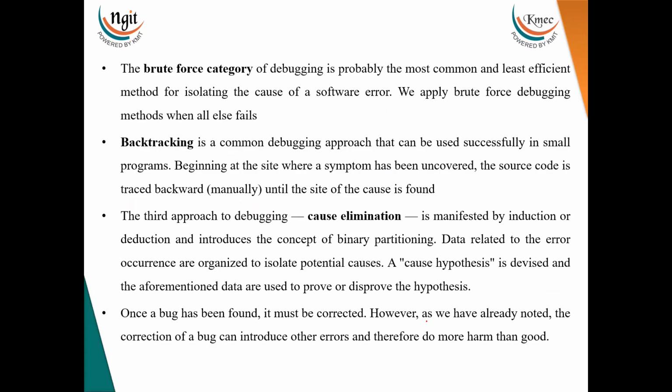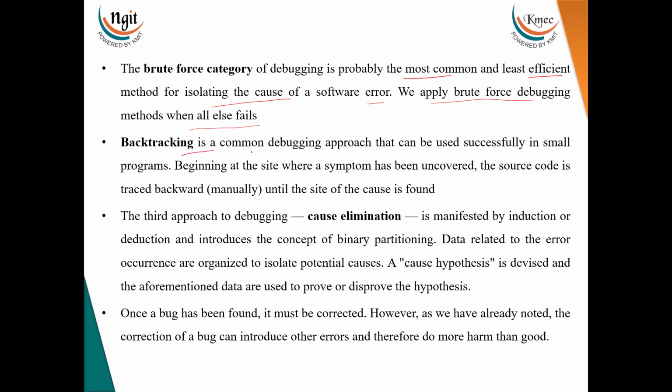Now next, the approaches for debugging. There are commonly three approaches, as said just now: brute force, backtracking, and cause elimination. So we see them one by one. The brute force category of debugging is probably the most common and least efficient method for isolating the cause of a software error. We apply brute force debugging methods when all else fails. Generally, brute force will add print statements or use a debugger and try everything until something works. The only thing is it is time consuming and inefficient.